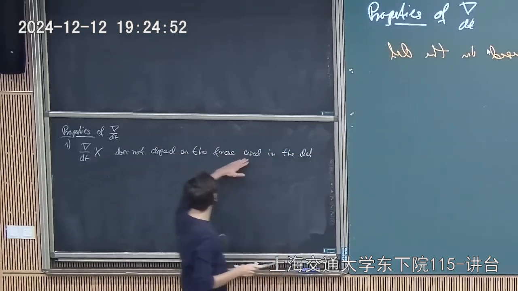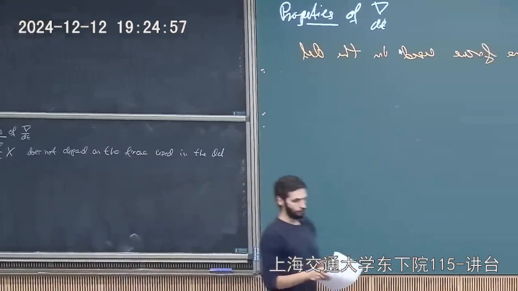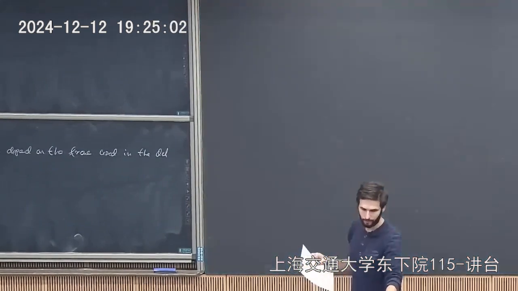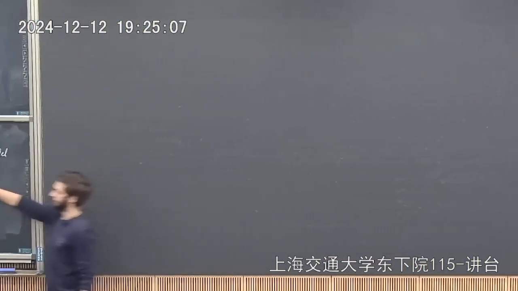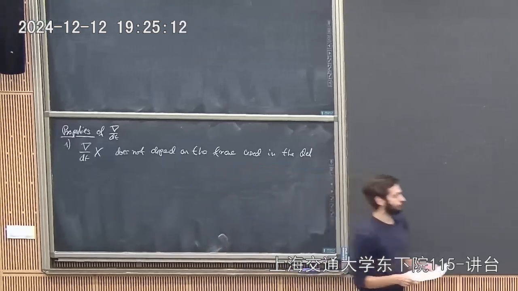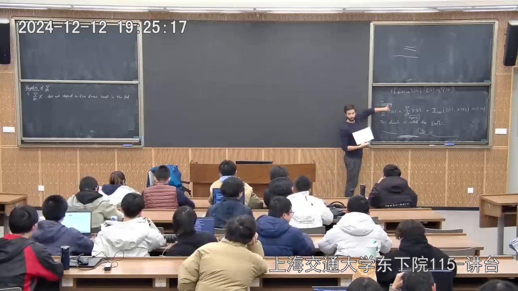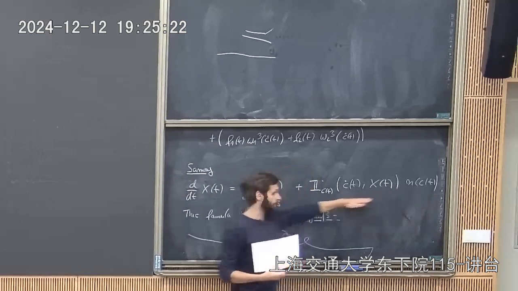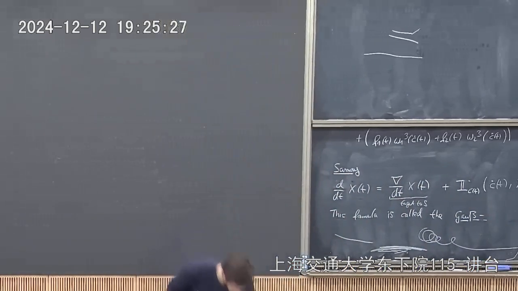So we recall that d/dt of X(t) was defined as taking a frame, decomposing X with respect to that frame, and then calculating d/dt by this formula. So a priori it depends on the frame. But if you now look at this formula over here, you see that this side clearly does not depend on the frame, and this side here also does not depend on the frame. So the covariant derivative also cannot depend on the frame.